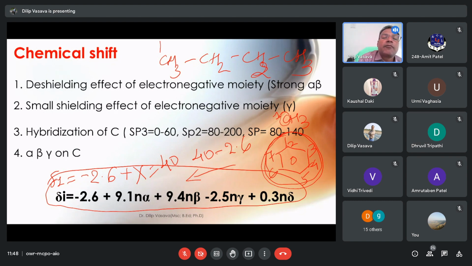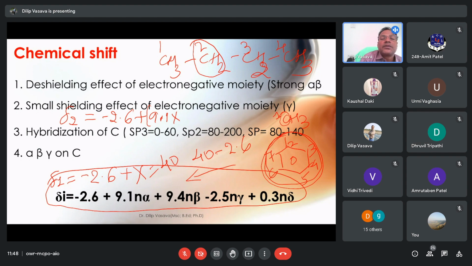Now you can number it 1, 2, 3, 4. Four carbon atoms are there in this molecule. Now you want to find out the value for this carbon atom. According to the formula, what is the number of this carbon atom? 2. So you can mention delta 2. Now minus 2.6, 9.1 into n. Now how many alpha carbon atoms are there?